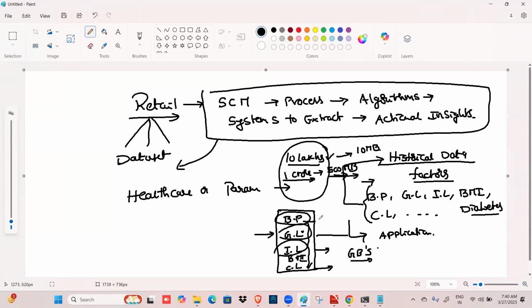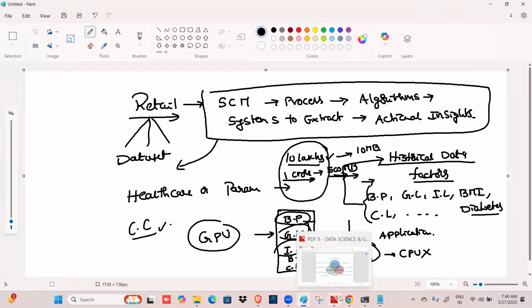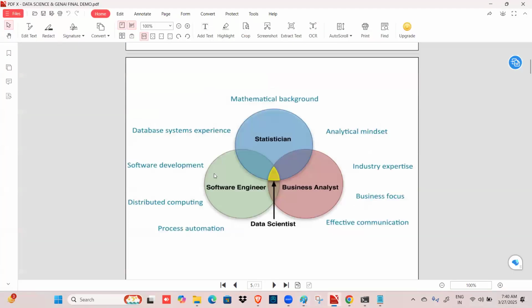To process these GBs of data on CPUs is not possible, so we are going to use distributed computing or GPUs. We are also going to use cloud computing. That plays an important role. And after that, the software development life cycle: how to start our project, how to end it, and whether we are meeting the requirements of the client or not. And database system experience, any one database system.